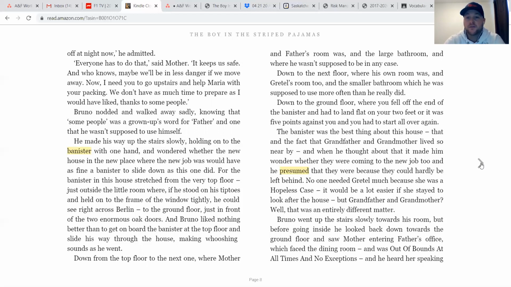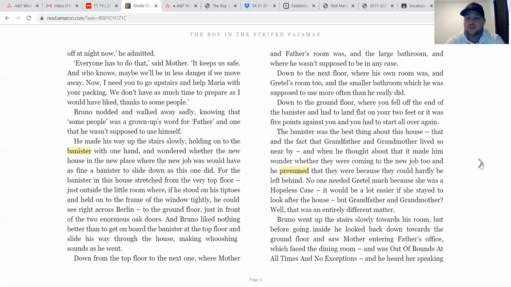That and the fact that grandfather and grandmother lived so nearby. And when he thought about that, it made him wonder whether they were coming to the new job too. And he presumed that they were, because they could hardly be left behind. No one needed Gretel much, because she was a hopeless case. It would be a lot easier if she stayed to look after the house. But grandfather and grandmother, well, that was an entirely different matter.